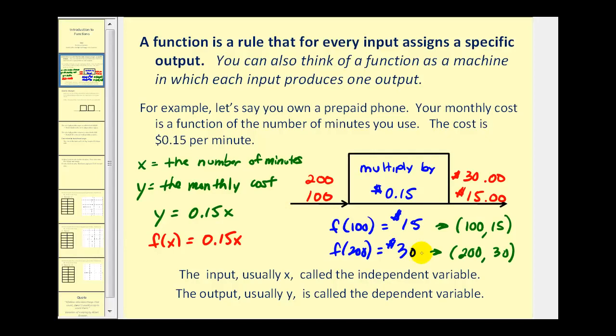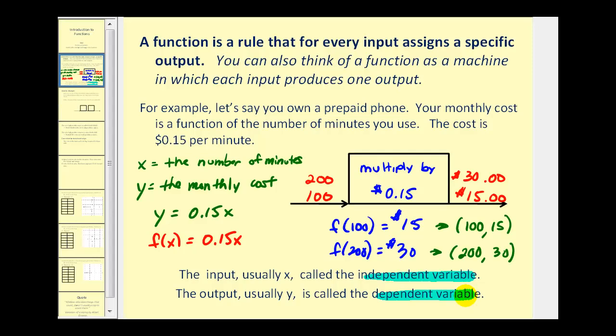So there's a lot going on here, but other than some different notation, it is things that we've already studied before when we had equations in terms of x and y. And there is quite a bit of new vocabulary when we talk about functions. The input, usually x, is called the independent variable, and the output, usually y, is called the dependent variable.